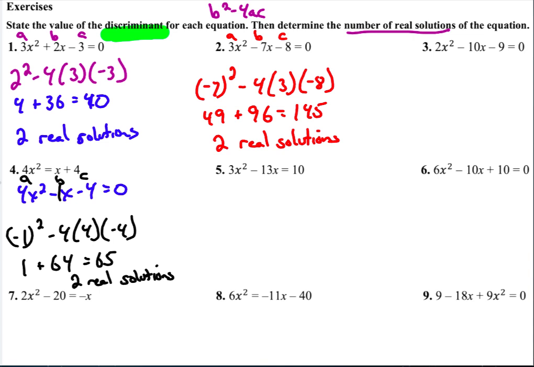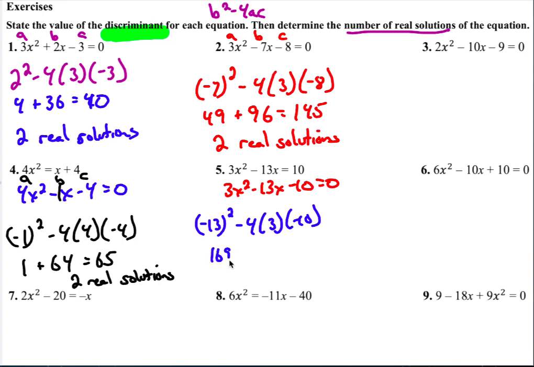Okay. Let's take a look at this number 5. So I got 3x squared minus 13x minus 10 is equal to 0 because I had to move everything over to the left-hand side, put it in standard form. So I have b squared, negative 13 squared, minus 4 times a times c. Okay. So I get 169. Remember, a negative times a negative, so negative 13 squared is a positive 169, plus positive 120 is 289. So we have two real solutions.